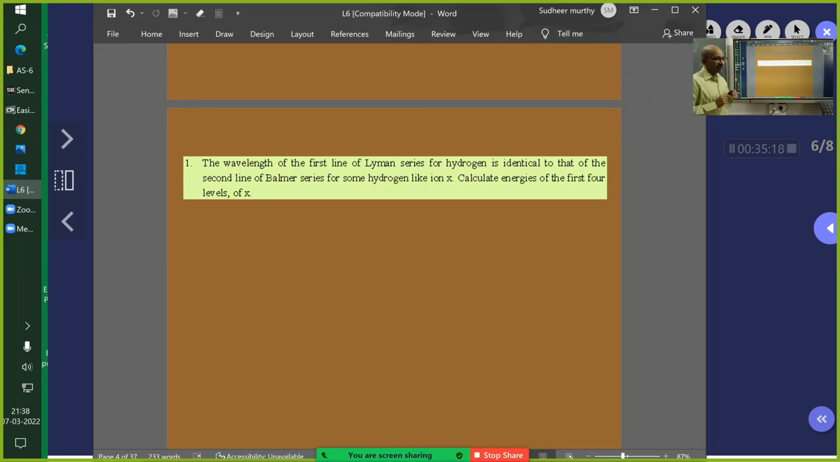So the first line of Lyman series means it is from n equal to 2 to n equal to 1 for hydrogen, and it is identical to that of the second line. That means from the first data, what will you get? The energy of that will be 10.2 electron volts. That's how we are going to handle it. So we can use Rydberg's formula. You can use Rydberg formula and do it. That's the better way to do it. Correct.